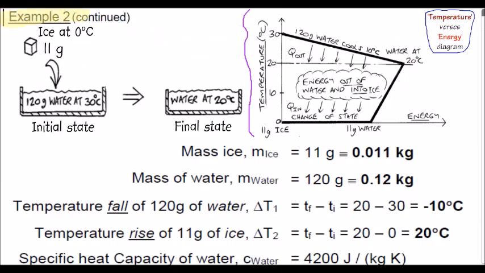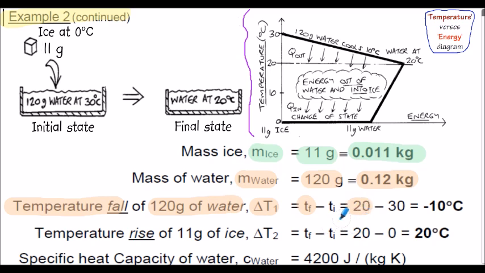Example 2 continued. The mass of the ice is 11 grams, I've converted that immediately into kilograms, and the mass of the water in the tank, 120 grams, again converted into kilograms. Now note the temperature fall of the 120 grams of water in the tank, labelled as ΔT1 here, is the final temperature Tf, 20 degrees C, minus the initial temperature of the water at 30 degrees C. So the temperature fall is actually 10 degrees C for the 120 grams of water.